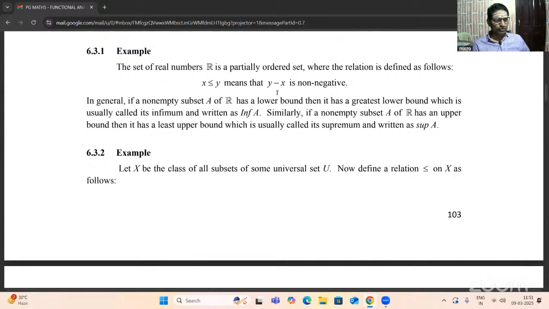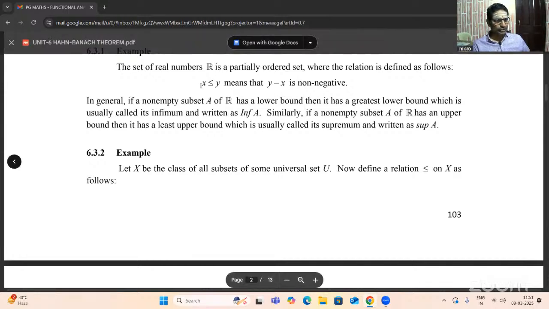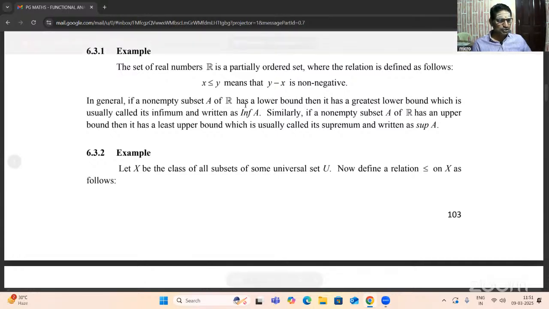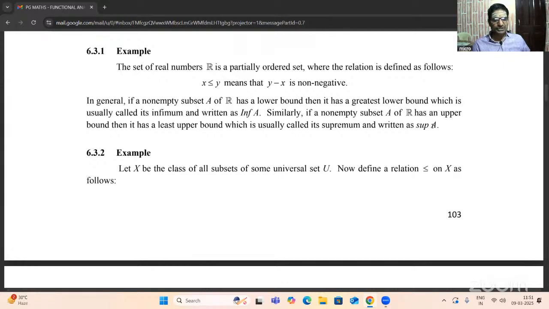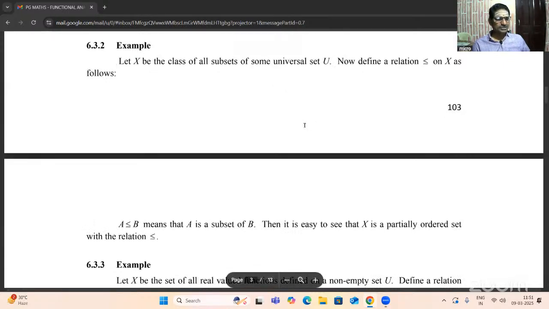Now, this is one of the important examples of a partially ordered set. x less than or equal to y means y minus x is greater than or equal to 0, because greater than or equal to 0 means non-negative. This is a partial order on the set of real numbers, script R. The set of real numbers is a partially ordered set; that is one example. The greatest lower bound is usually called the infimum, that is, infimum of capital A. A non-empty subset A of R that has an upper bound has a least upper bound, called the supremum, denoted by SUP of A. That is the basic part of real analysis.